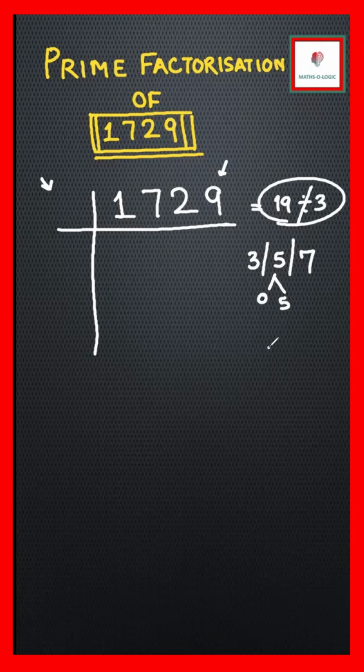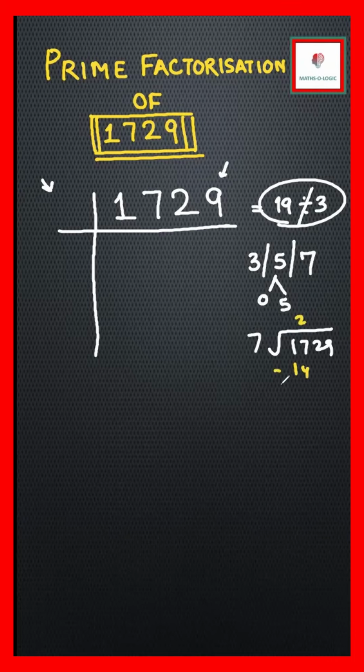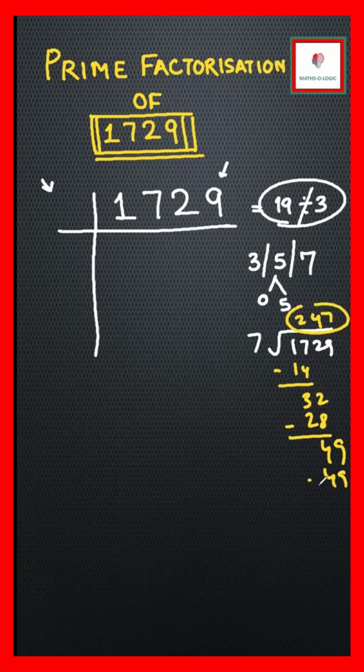If I check 1729 by 7, you can use the divisibility by 7 also, and I can check by dividing it as well. I am using a simple trick to divide it. 7 2s are 14. This is 32. Then 28, and this is 49. See, it is exactly divisible by 7. So now I'm using 7 as a prime factor, and I'm going to write here the quotient which I get here. So this is 247, right?